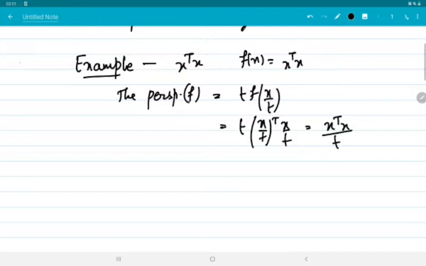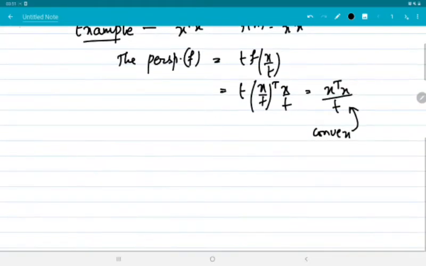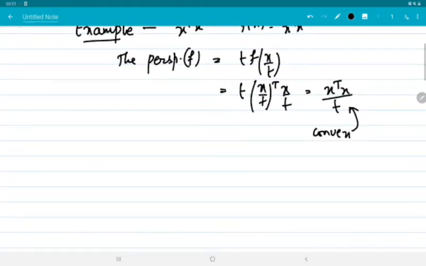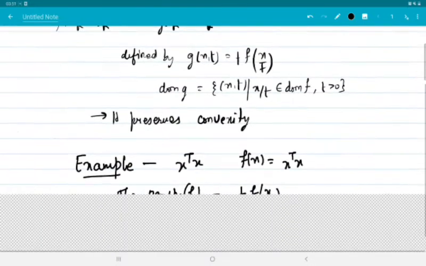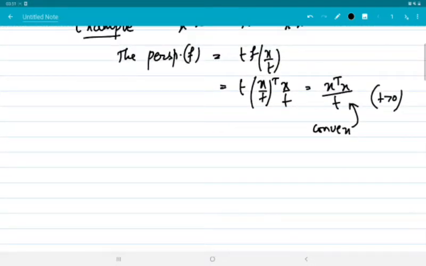And now this thing is convex. The result: this is convex because it has the form of quadratic over linear for t greater than 0, t greater than 0 by definition of the perspective. So if it is t greater than 0, the second derivative, that is the Hessian, will be greater than 0, because it will turn out to be some constant which is greater than 0, so it is convex.